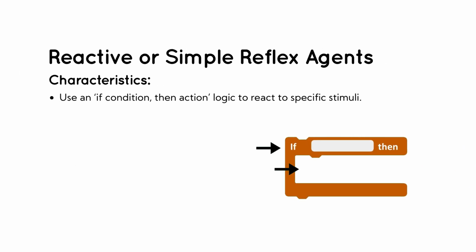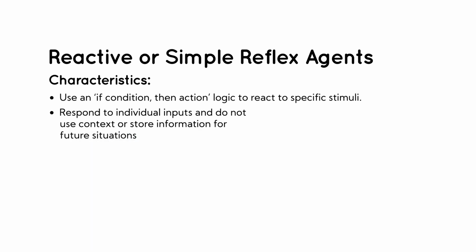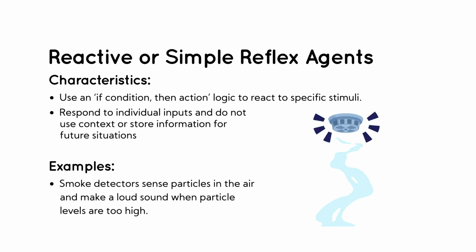Reactive or simple reflex agents. These agents respond to specific stimuli with set actions following an if condition, then action logic. They can process multiple inputs, but respond to each one independently, and none of it is stored for future use. Smoke detectors are one example. They sense particles in the air and alarm when smoke levels are too high.